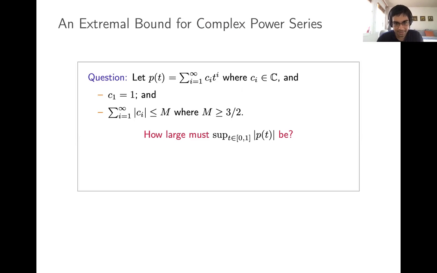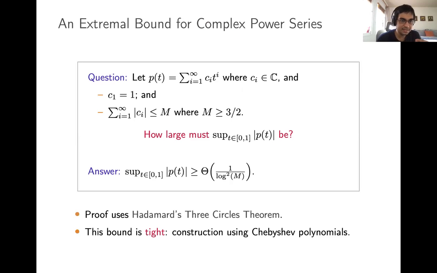We asked this question: how large must the supremum of the modulus of this power series be over the unit interval? And our answer to this question is the following: we show that this quantity is at least on the order of 1 over log squared m. And the proof of this lemma uses the Hadamard three circles theorem. I'm not going to be going over the proof in this video. And I also want to say that this bound is tight. We have a construction using Chebyshev polynomials, which matches this bound.